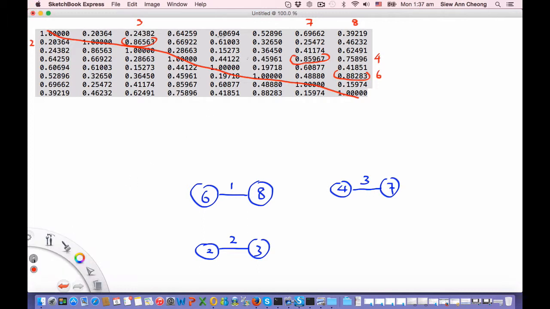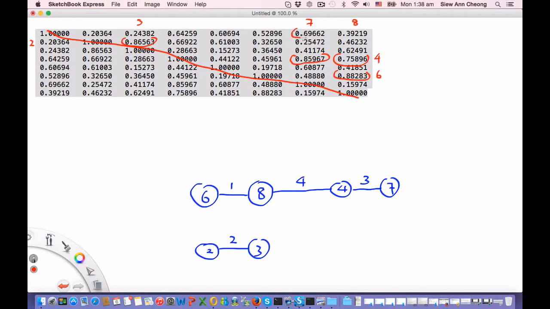0.8. Okay, there's no more correlation at the level of 0.8. So now we go for this guy here, between 8 and 4. Okay, it was previously accepted as an MST link, so it will definitely be accepted as a PMFG link. And that's the only correlation above 0.7. Then we go to correlations at the level of 0.6, and the largest one is 0.69662. So this is the one.